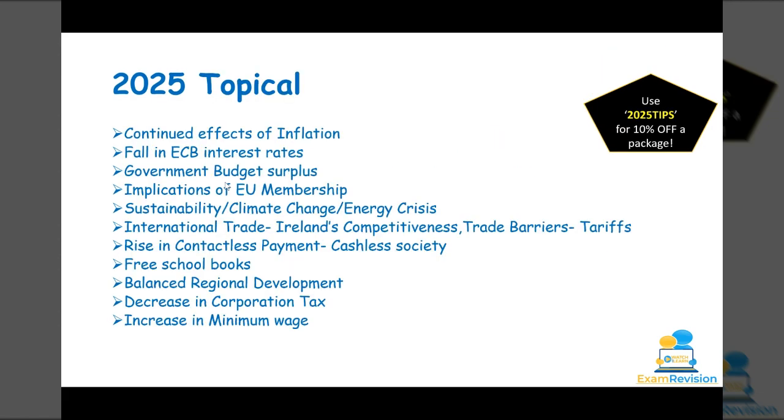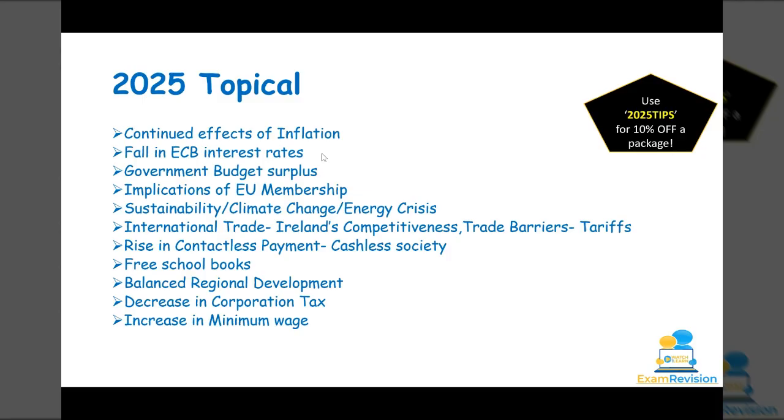And then just some other topical questions. It's impossible to predict every single question that's going to come up, but you'd have to be looking at these areas as ways that they're going to ask some questions. So, the continued effects of inflation, the recent falls in the ECB interest rates, compared to the increase over the last, from kind of 2021, 22 onwards. They've started to fall recently, predicted to fall again before June. So it's always topical. Stimulate demand, government budget surplus, what can they do with it? What are the uses of it?